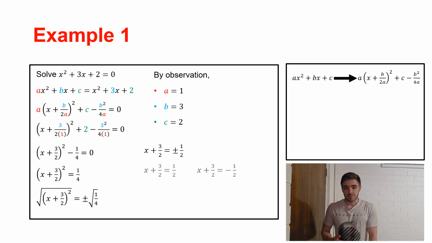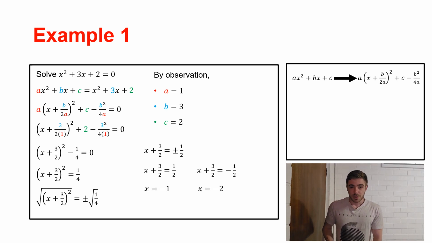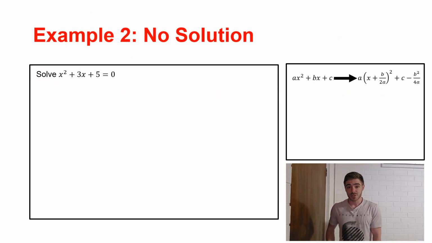From there, we just subtract 3 over 2 from both sides. When you have a plus minus in your equation, it tends to be easiest to just split that plus minus into 2 separate equations, one with the positive and one with the negative, and then you just solve each of those individually. Not all quadratics are solvable.